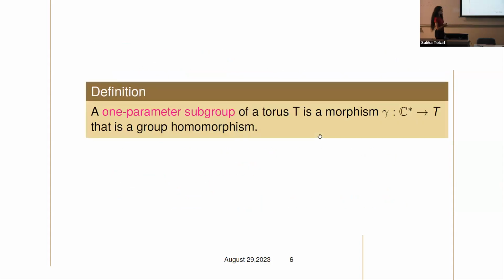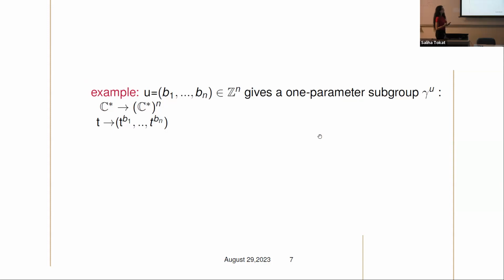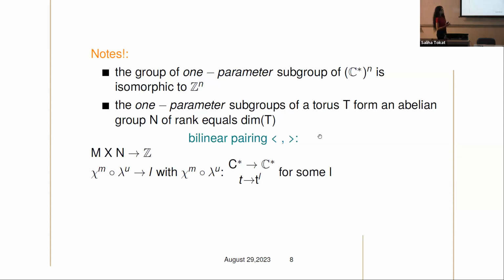Okay, a one parameter subgroup of a torus T is a morphism from C star to T that is also a group homomorphism. For example, in C star n, (b1 to bn) gives a one parameter subgroup lambda U from C star to C star n that takes you from T to the point (T to the power of b1, ..., T to the power of bn). The group of one parameter subgroups of C star n is also isomorphic to Zn, and the one parameter subgroups of a torus T also form an abelian group, a lattice N, of rank equal to the dimension of T.